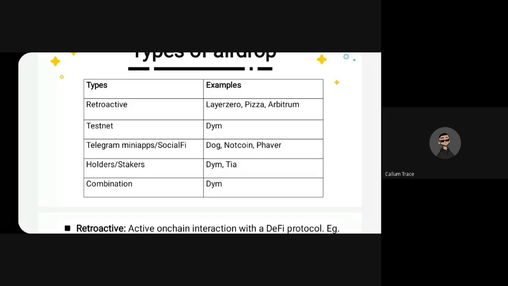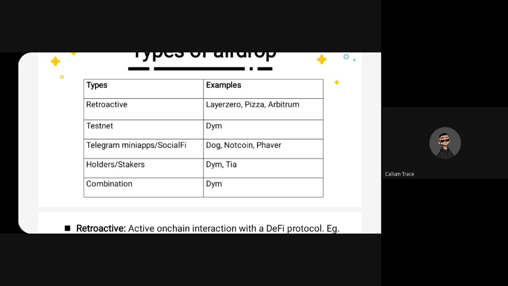Telegram mini apps, for example, we heard of Notcoin. I don't know how many people heard of Notcoin. I did. Awesome. And there was the Dog airdrop, I think it was this month, right? Last week or two weeks ago. There was also the Favor airdrop yesterday, which was really good. Favor is an example of a social fi airdrop, while Dog and Notcoin are examples of Telegram mini apps.